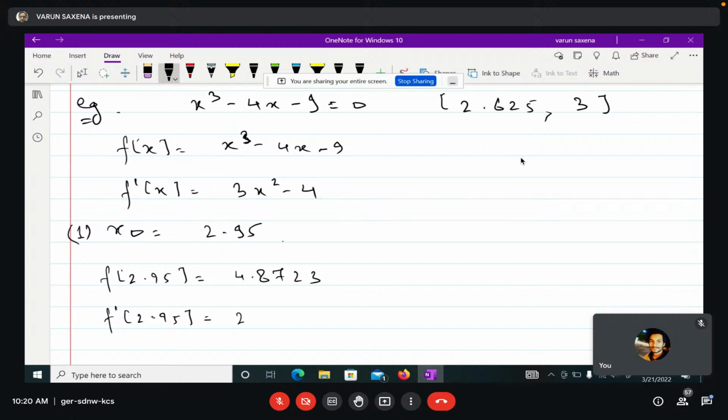Yes sir, 221075. Where will this point go? 22.1075. Okay, 22.107. Okay, great, thank you. So that means x1 is going to be 2.95 minus 4.8723 divided by 22.107. Please tell me what is x1.